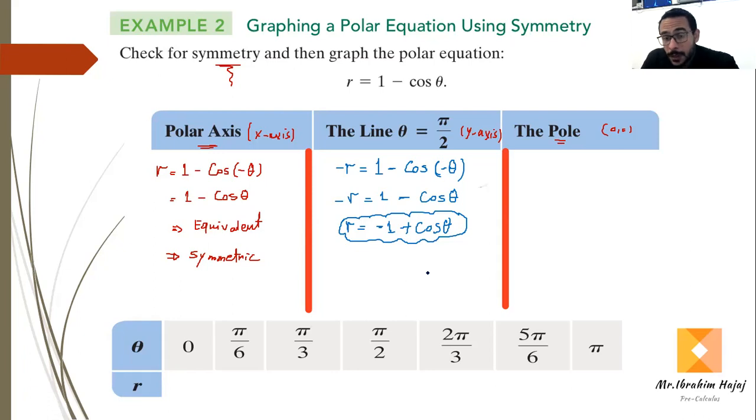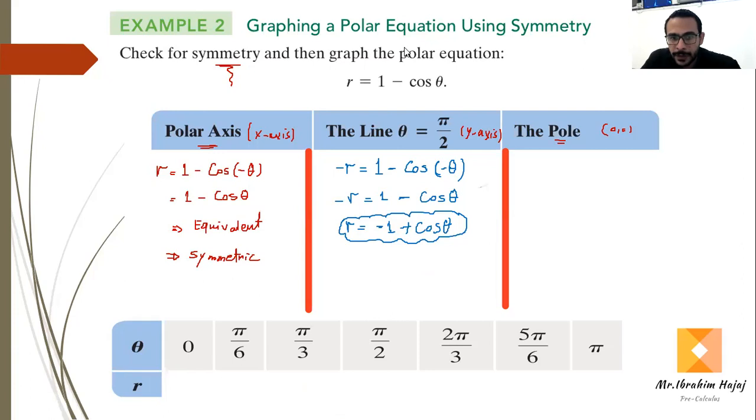Equivalent? R becomes negative 1. So if we graph negative 1 plus cosine theta, is it going to give us the same graph as 1 minus cosine theta? No. Who can help us do this quickly without making any steps?